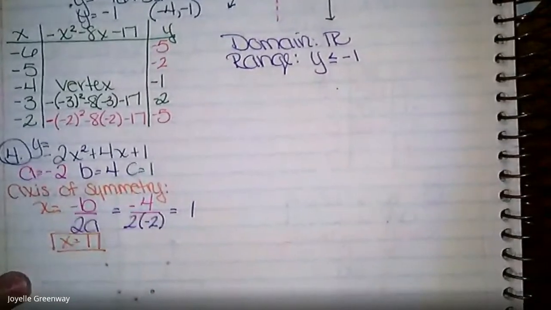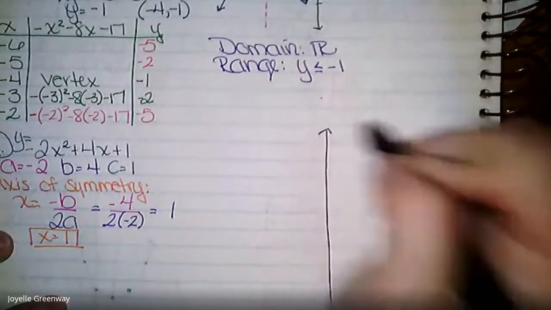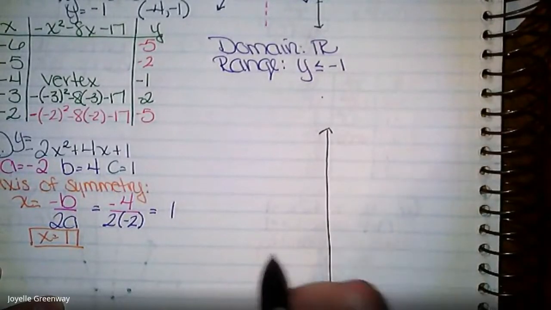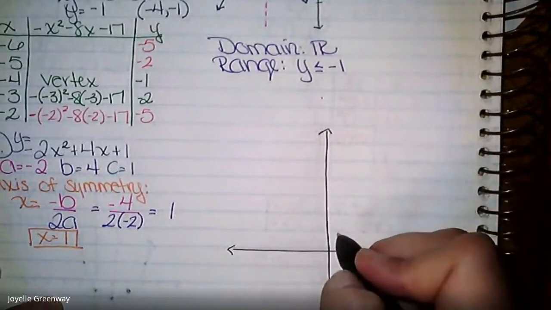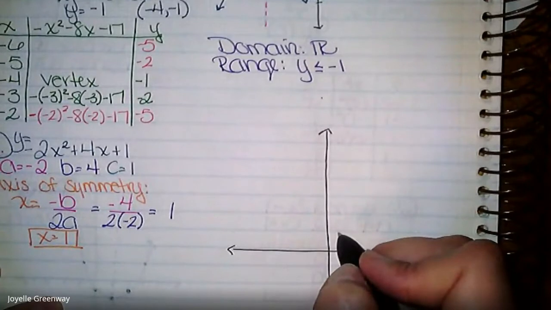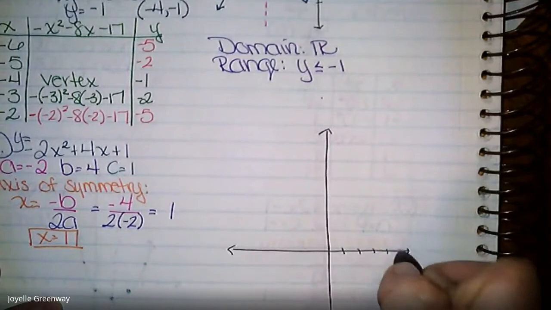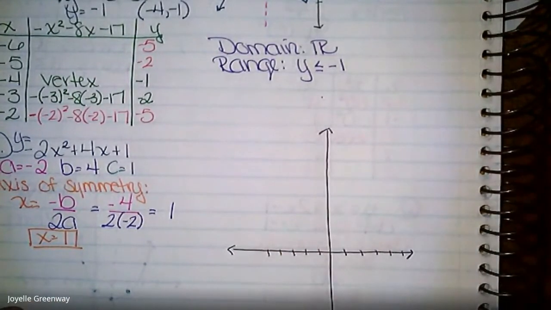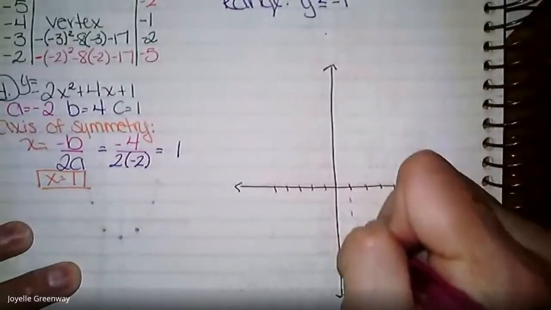So let's make that. It helps me visualize what the graph will look like. So it's just something that I do. All right, so x is equal to 1. So here is your symmetry line.